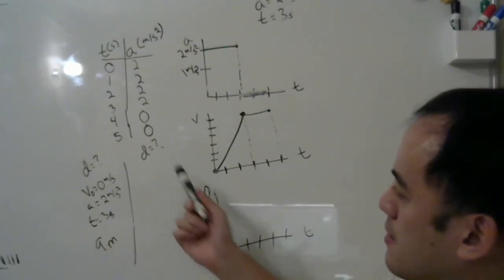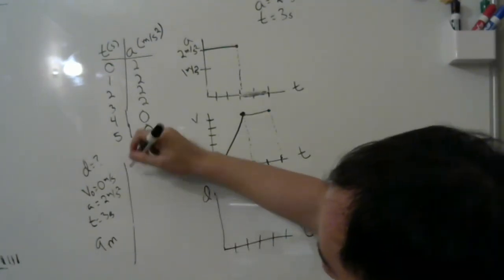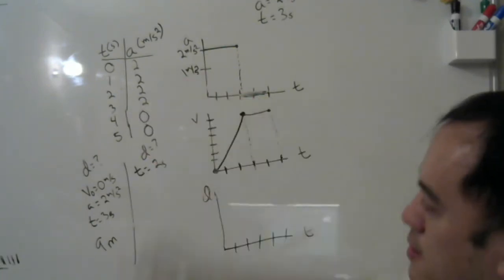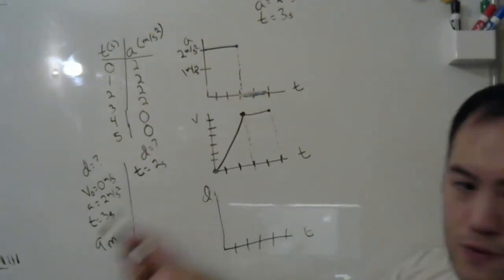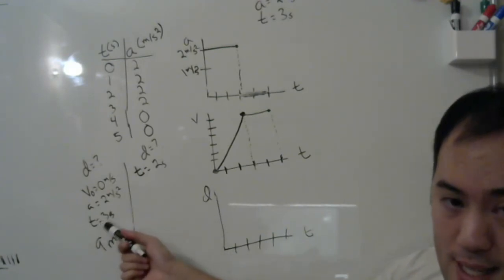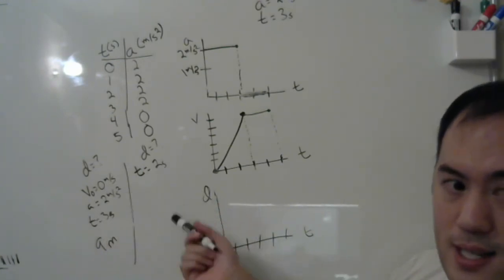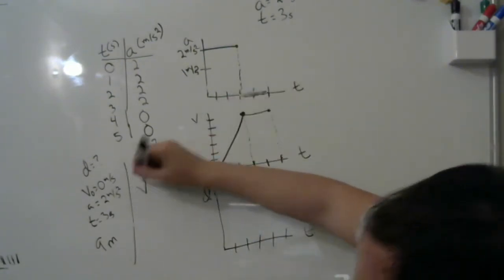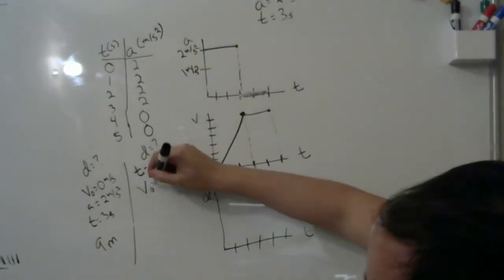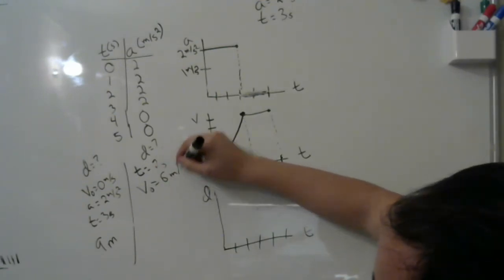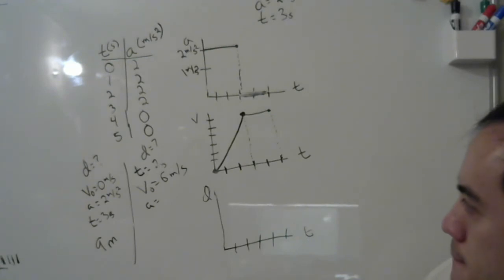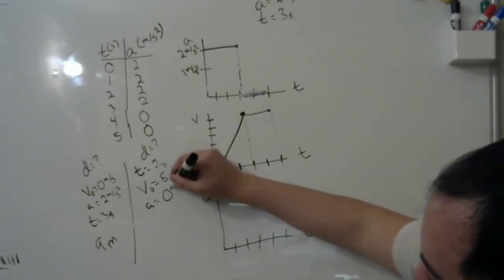Second part, we know it's 2 seconds. It's from here to here. We need the final velocity of the first part. The final velocity of the first section is the initial velocity of the second section, and we already found it up here. It ended up being 6 meters per second. And the acceleration is 0 meters per second squared.